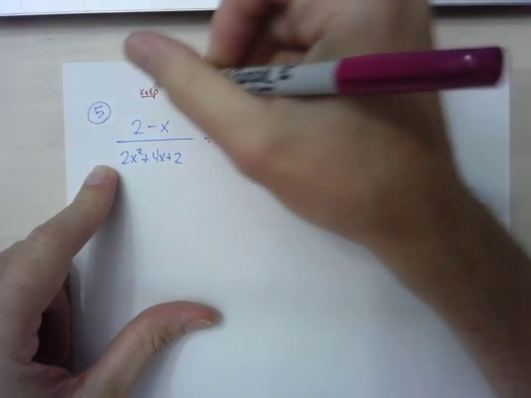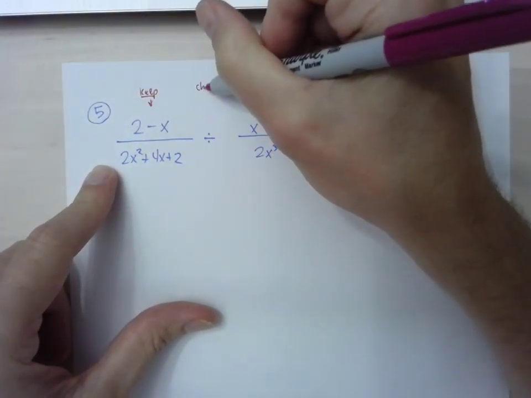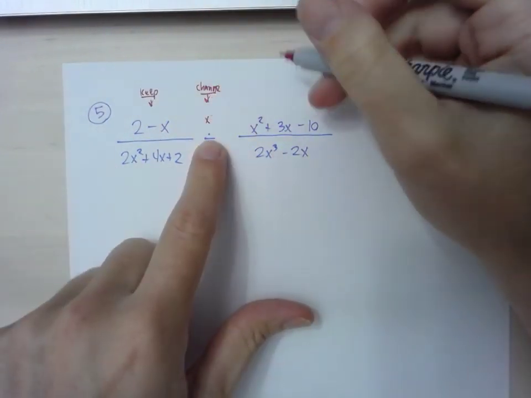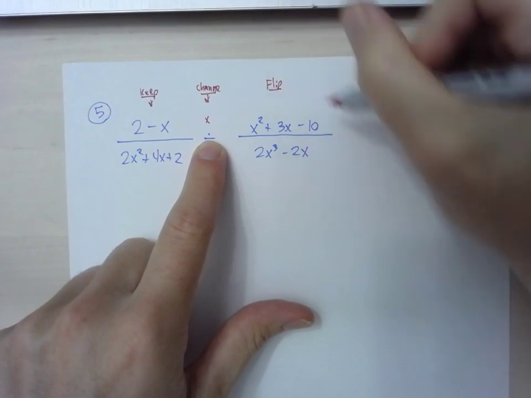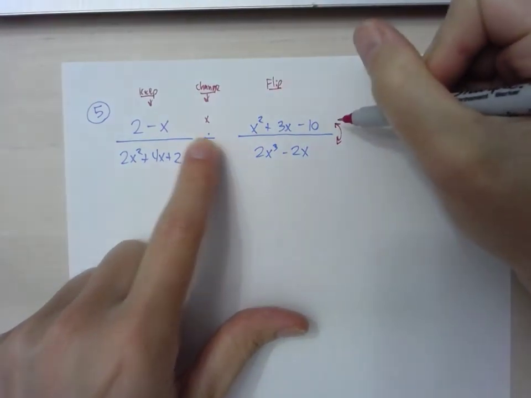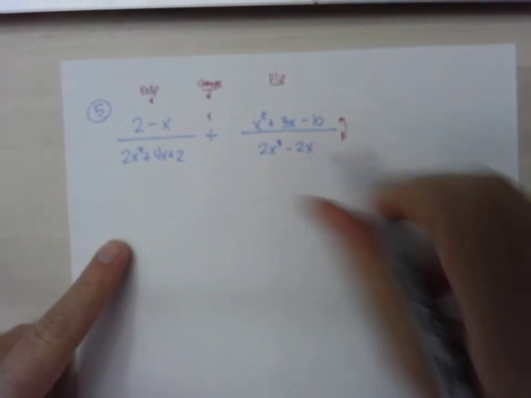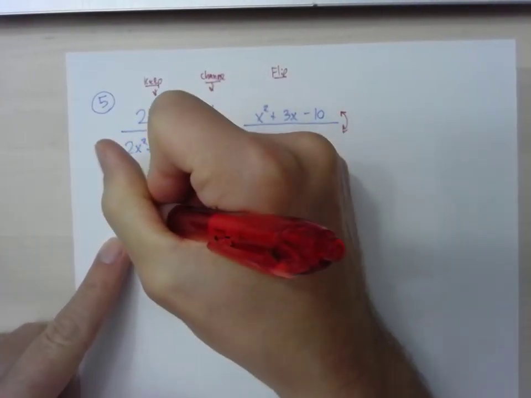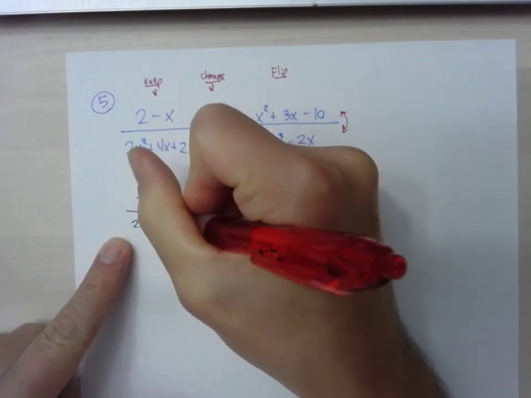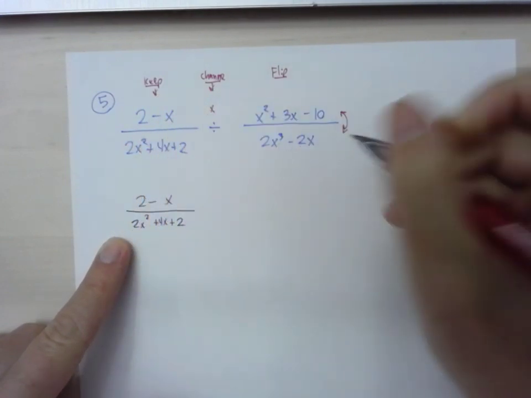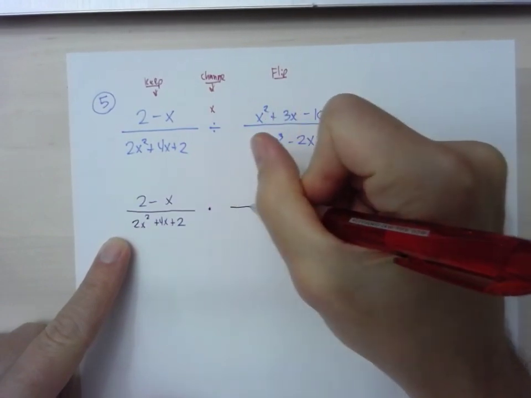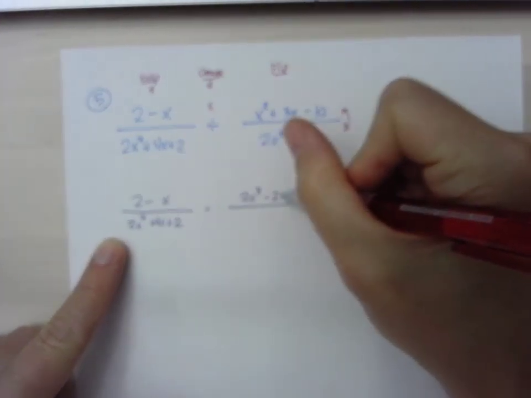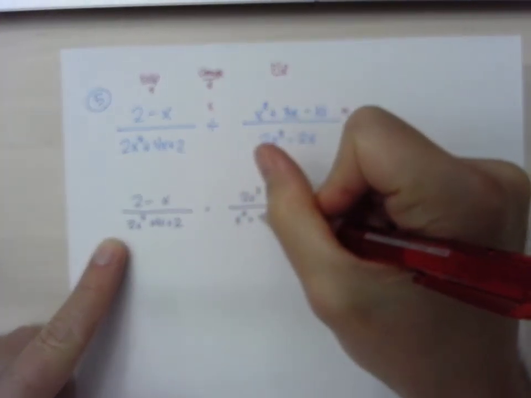So we're going to keep this fraction the way it is. We're going to change this one to multiplication. And we're going to flip the second fraction and write its reciprocal. So I'm going to do that first. So that's going to be 2 minus x over 2x squared plus 4x plus 2. We're going to keep that one. We're going to change this to times. And we're going to flip this to 2x cubed minus 2x over x squared plus 3x minus 10.